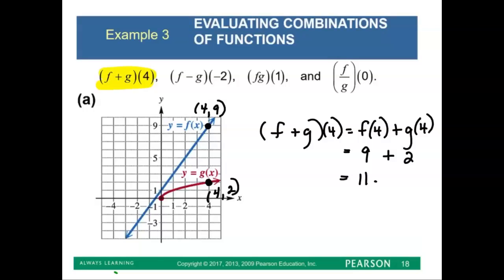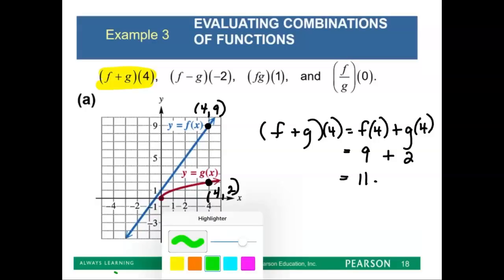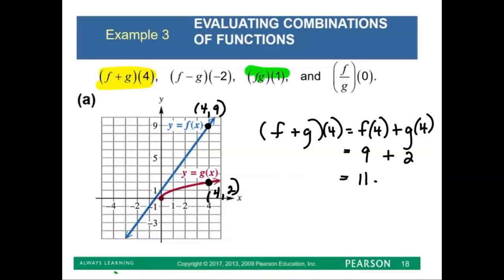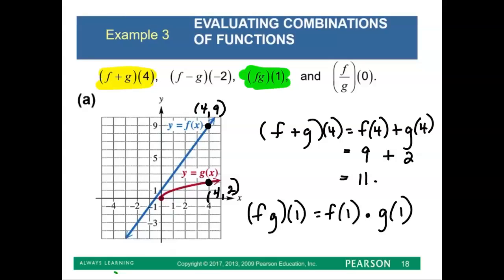Okay, now let's do one more of these here. Let's do (f times g)(1). So here we'll use our definition, right? (f times g)(1) splits up into f(1) times g(1). So letting x be 1, we locate the points on our graph that we're interested in.